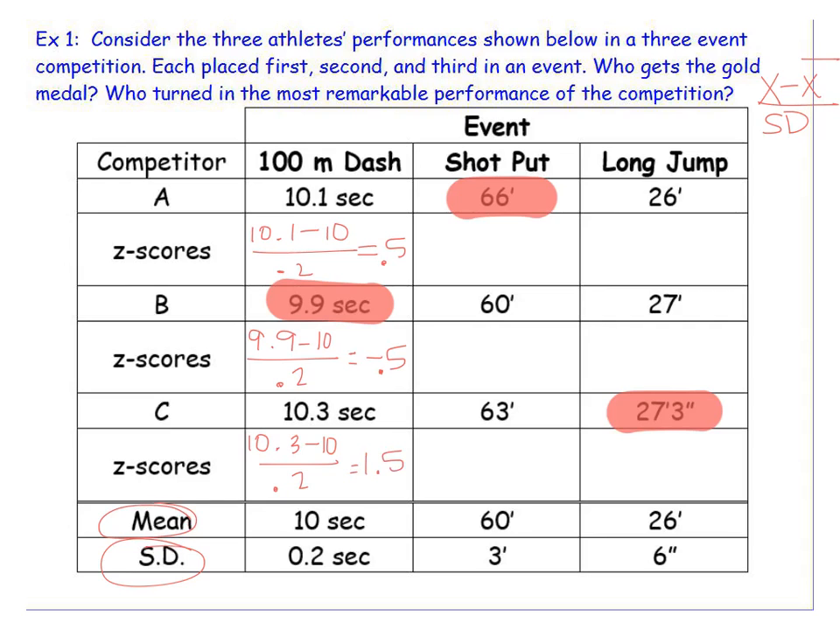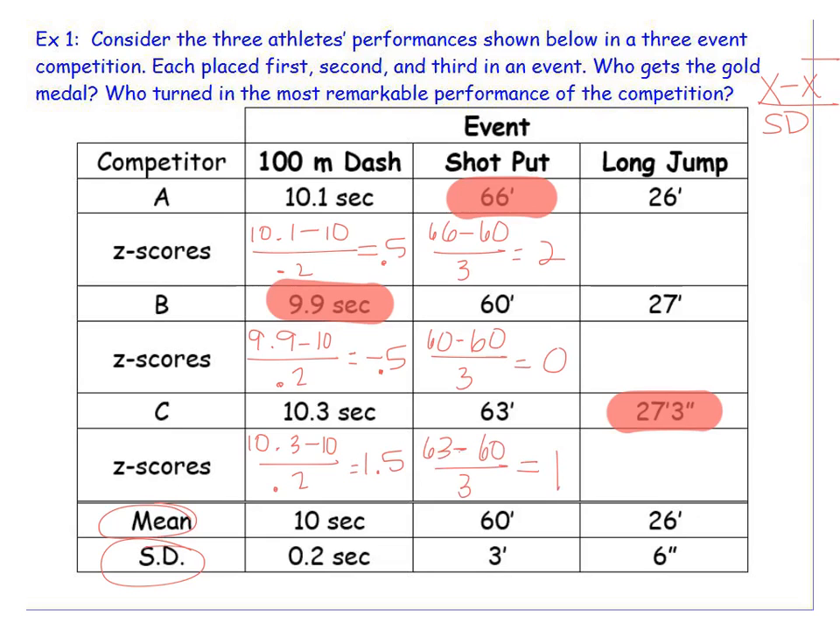So we're going to do the same thing with the shot put. Now we have some new numbers. Our new mean is 60 and our new standard deviation is 3. So 66 minus the mean of 60 divided by the standard deviation of 3. Put that in the calculator, you get 2. 60 minus 60 divided by 3, you should get 0. And 63, take away 60, divided by 3, you end up with a 1.